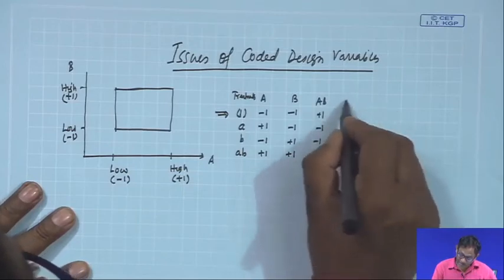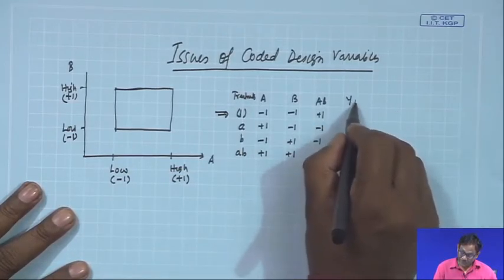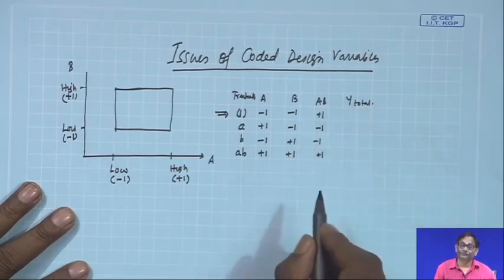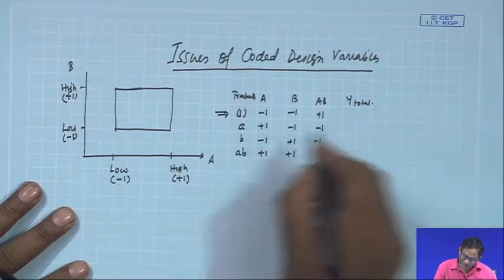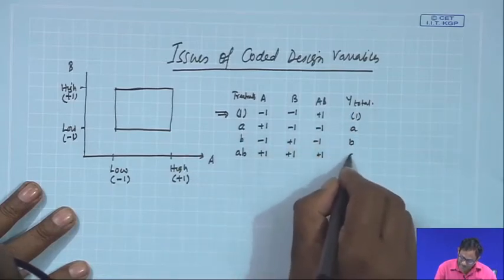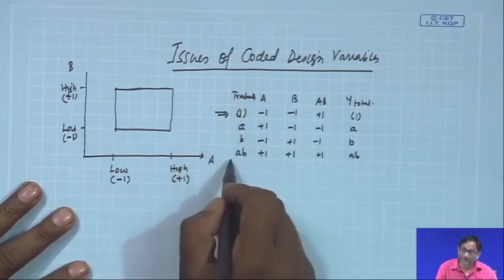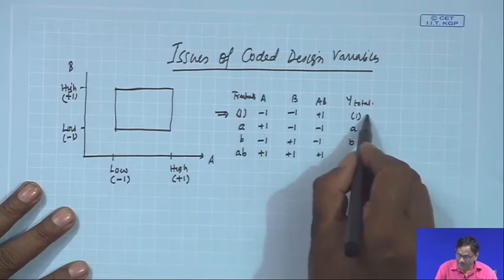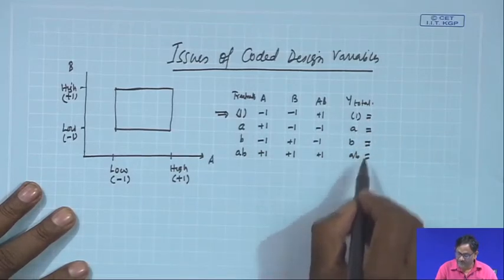And then you found out the y value. Actually, we have used y totals, and these we have denoted like this: 1, A, B, AB, the treatment combinations. By 1 we mean the total value for that treatment combination.